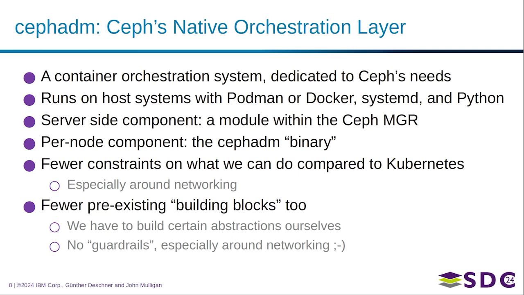The Ceph ADM system is divided into two halves. One runs within the manager server component, and another half runs on every node in the cluster, and this is colloquially known as the Ceph ADM binary. When I compare Ceph ADM to what we've previously done in Kubernetes, we have a lot fewer constraints on what we can do, but we also had to build a whole lot of building blocks on our own. In particular, networking is much more flexible, but fewer good guidelines are provided.